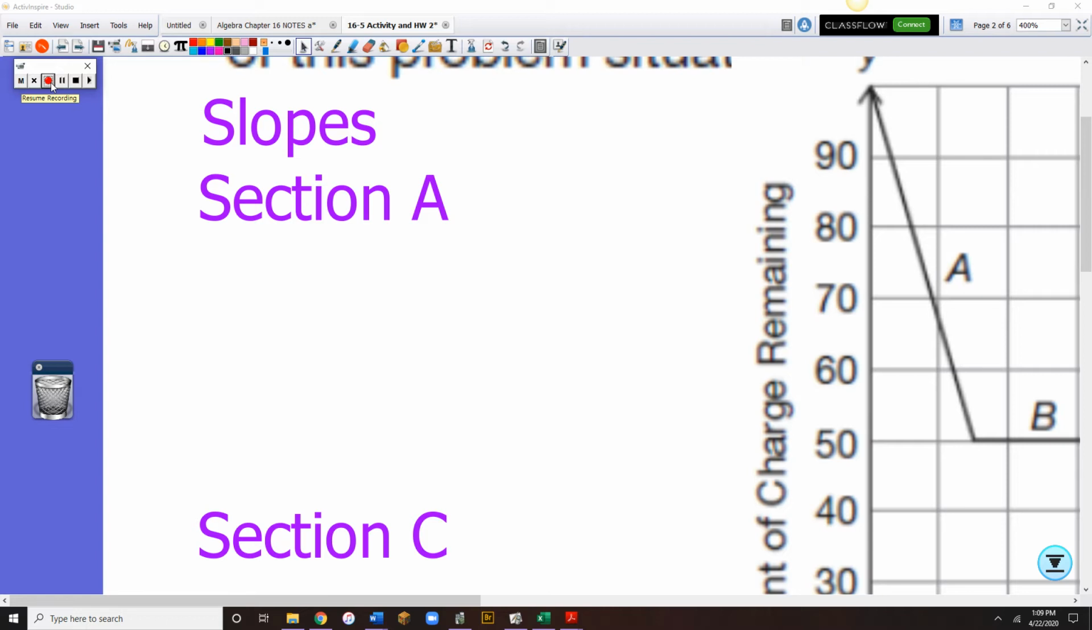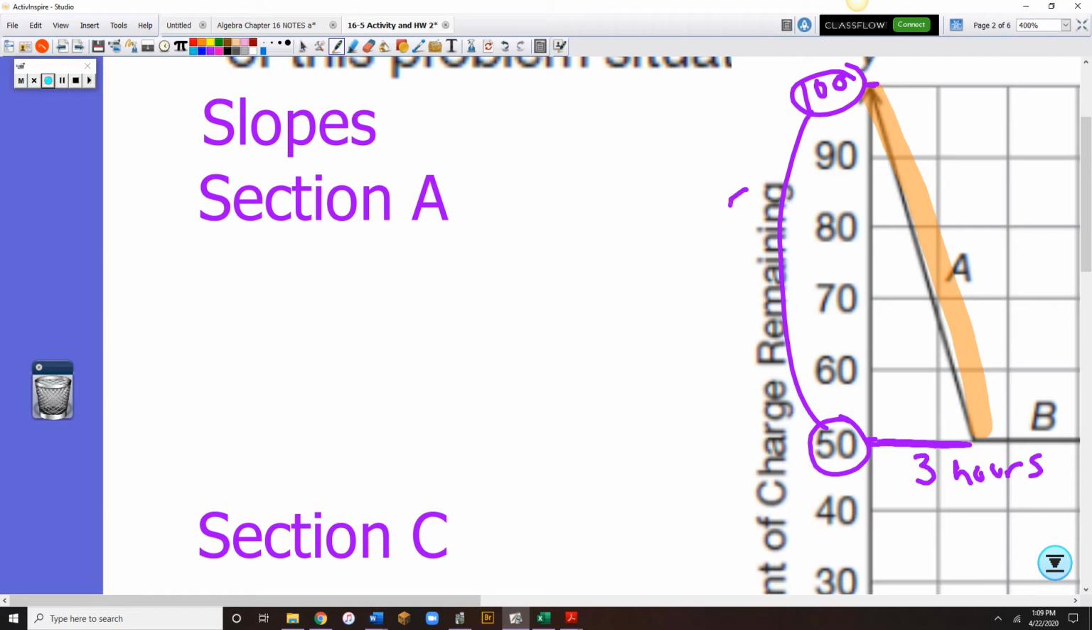We're going to look at section A first. Section A is right here. This part of the line starts at 100 and ends at 50. I know these boxes in this direction are counting by twos, so this is 2 and this is 3. So this is 3 hours. And the difference here is 50%.